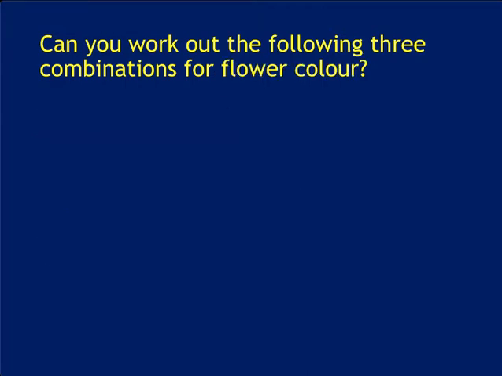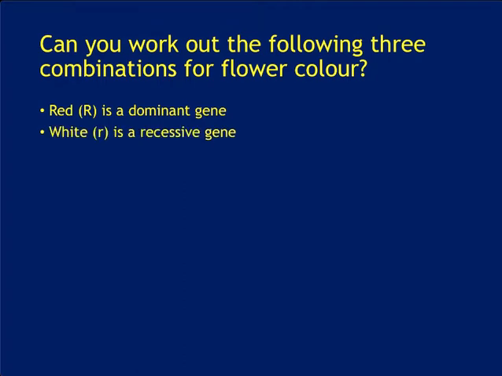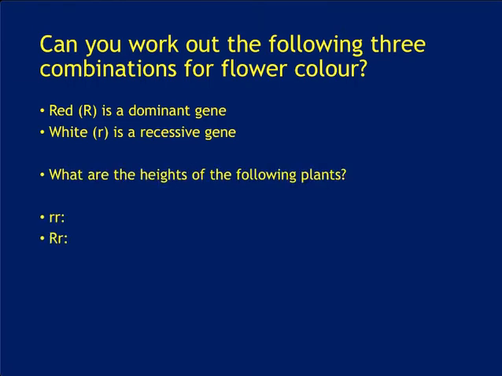Now you're going to just do this one yourself for flower color. So red is a dominant gene, white is a recessive gene, and can you work out for me what are the colors of these particular plants? So we have small r, big R, small r, and big R, big R. So you're going to do those for homework. There's a question in your class notebook page, and we'll see how you get on. Impress me with your greatness.